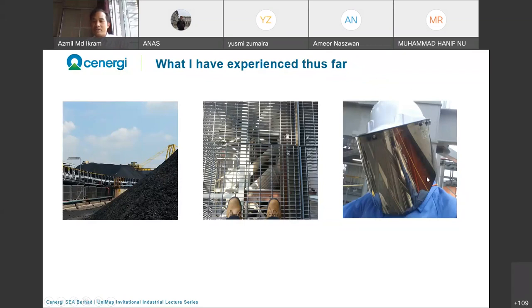And this is me using not welding protection, but one of the equipment that we use to observe fire inside the boiler. One of my jobs is to look at fires. That's why I loved my job at that time. I still love it. I love to look into fires.